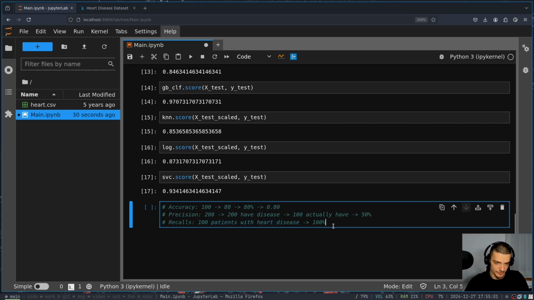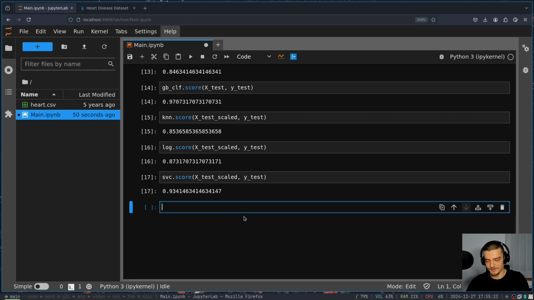This is at least my reasoning. I don't know if that's what doctors think, but this would be my reasoning, that recall is way more important. I want to find all the patients with heart disease. It's okay if I say someone has a heart disease and then they don't, because a human expert could still take a look at it, but it's better if I give you a false positive than a false negative. This is my reasoning. So we're going to see how well the models perform in terms of that.